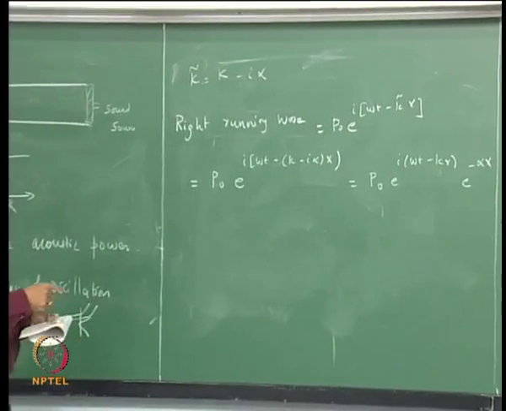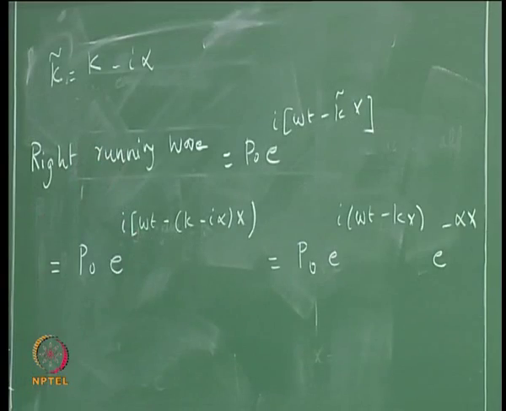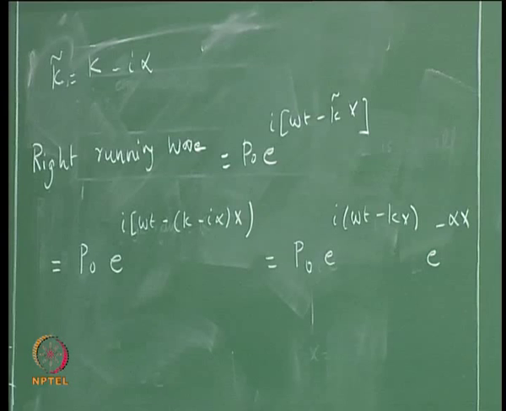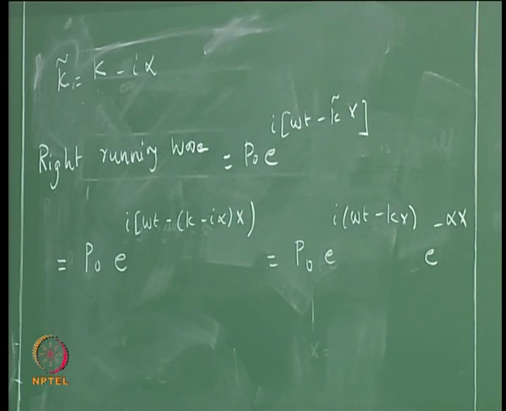So this is a right running wave. When a wave is running to the right, it should decay to the right. The left side should have more amplitude than the right side, so we will assume alpha is positive, and then this description looks good for a right running wave.